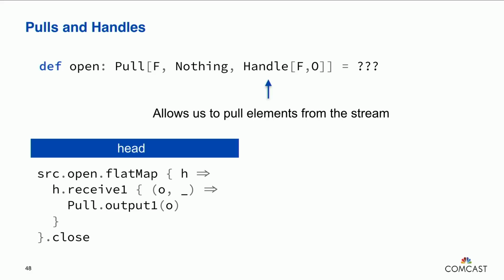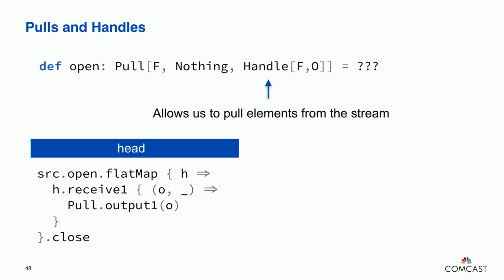So this is a combinator that would just get the first element from a stream and terminate. And the idea is that we would take some source stream and open it, and then we would call flatMap on it. So now we're inside of the Pull effect. And what we get is our R type. We get this handle, h. And with this handle h, we'll say pull 1 element, receive 1 element from the upstream, from our source. Okay?